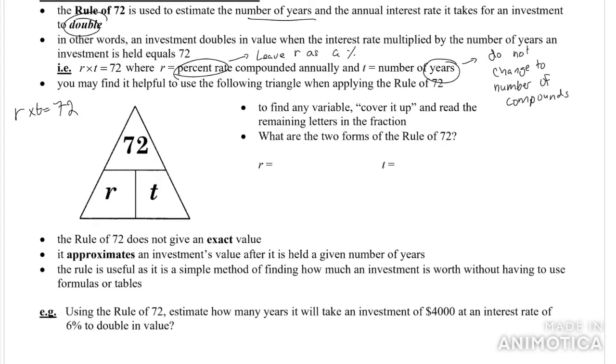So what you do, you can cover this up the same way. If you're calculating, say, R, you're going to cover up R, and whatever's left is your new formula. Again, this represents a division. This is times. So R would be equal to 72 divided by time in years, and the time would be equal to 72 divided by R. One thing, it does not give an exact value. It approximates the investment value after a given number of years, and it's a simple method of finding out how much an investment is worth without having to use a formula or tables.